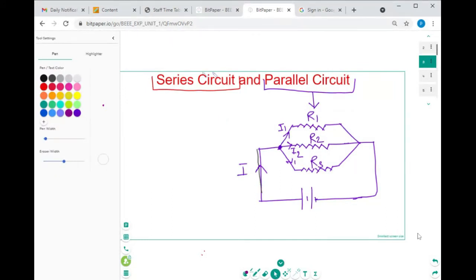So we have a particular node right here. This is a particular node. At this particular node, we have to calculate the current. So what is the equation right here? I is equal to I1 plus I2 plus I3. This will be the equation for this particular circuit.